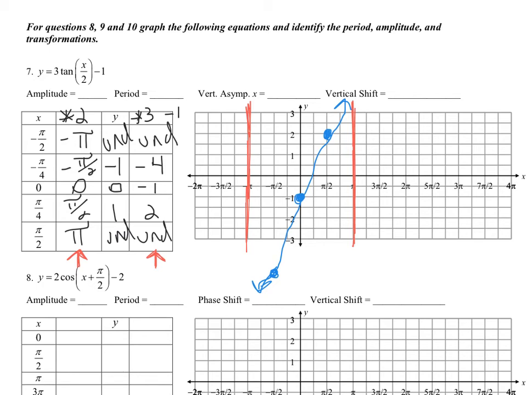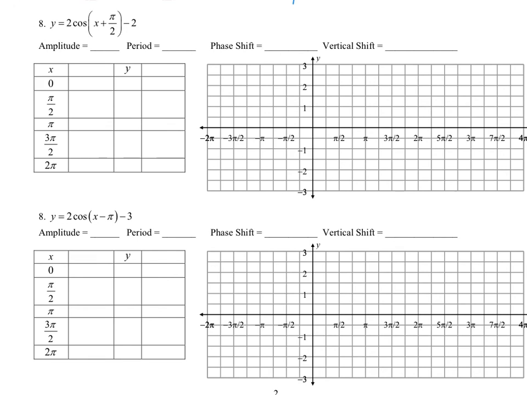Now let's answer the questions. Amplitude. Tangent doesn't have amplitude. NA, or undefined. Period for tangent. Well, we have to look here for the period. Okay, how long is it before the tangent curve repeats itself? Well, we go from negative pi to pi. So that's going to be 2 pi. The next thing, vertical asymptotes. Well, we wrote them in here. We know they're at negative pi and pi. And then vertical shift is down 1.